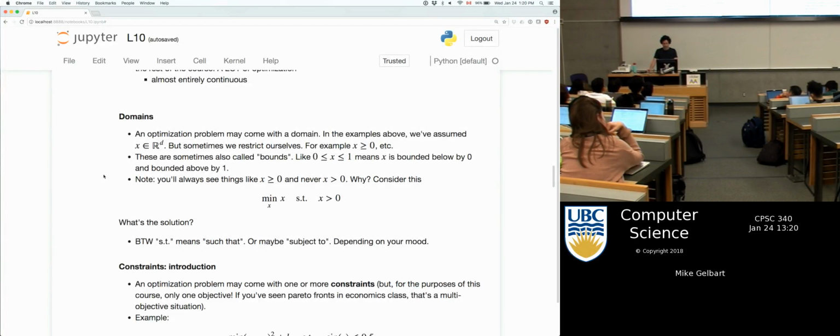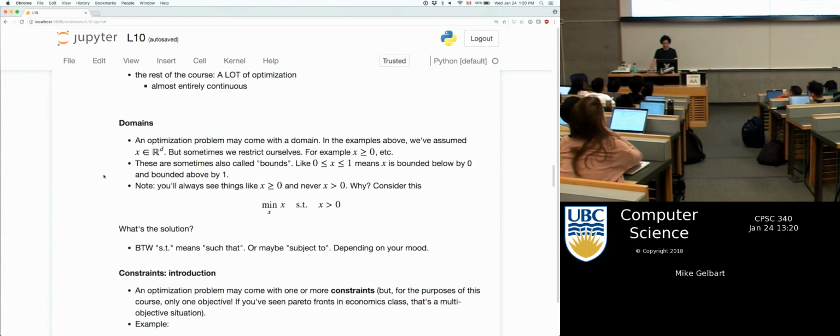So here's a question for you guys. I've been using less than or equal to here, not strictly less than and not strictly greater than. And whenever you see bounds or constraints written down in optimization problems, it's always less than or equal to. I just wanted to point out why that is. So here's a question for you to consider. Minimize x such that x is strictly greater than 0.